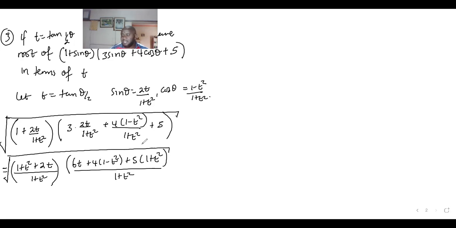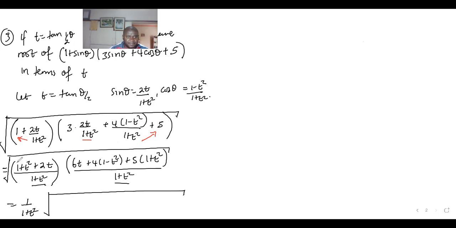And people see what I've done? This is what has happened. I've cross multiplied the denominator up here. Here it's the same, I cross multiplied it up here. So everything has the common denominator. And if everything has the common denominator, these two are multiplying each other, but they're under a root. So I can get 1 over 1 plus t squared outside. Then inside the brackets, we shall remain with the following.